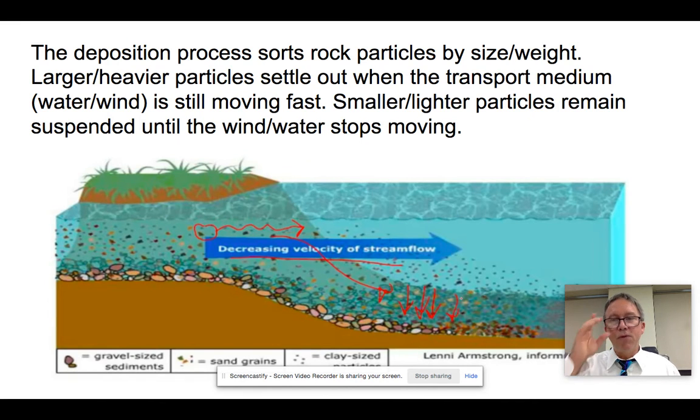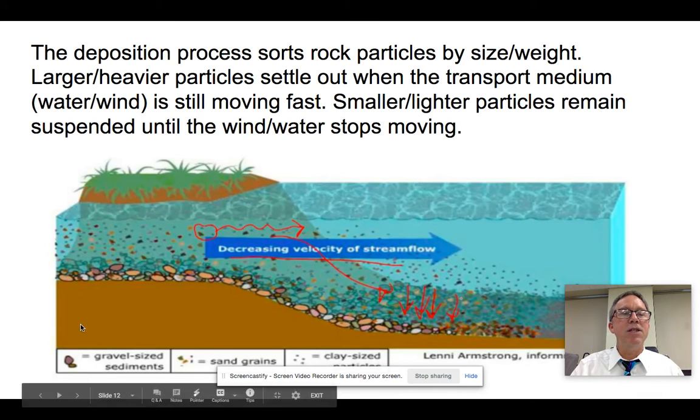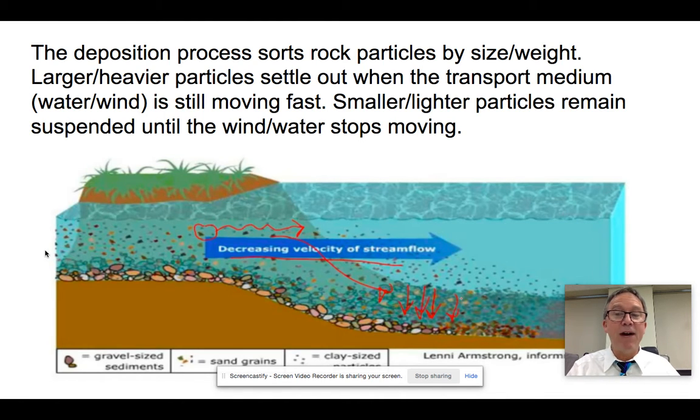Now, here's what's important about deposition. As I said, it tends to sort things out by size. So let's just say the water's moving very fast here. It's moving fast enough, it can move sand. At first, up here, it could move sand and gravel. Then as it slows down, it's not moving fast enough to move the gravel anymore. So what happens? The gravel gets deposited. So you'll get a layer of just gravel, because if there was sand or silt or clay, the water's still moving fast enough to keep those things moving. But then it slows down even more.